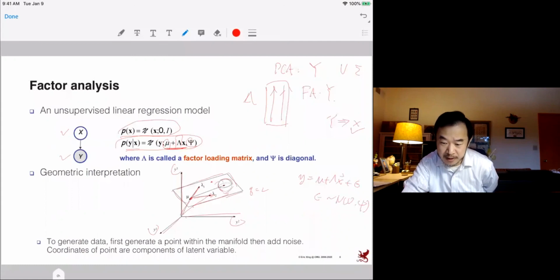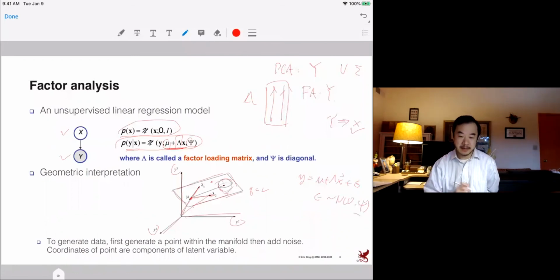Yeah, someone answered already. I need to compute mu. I need to compute lambda. Yes, maybe I also need to figure out the psi, right? That's the learning problem. So how do we do that? It's a little bit more cumbersome now than PCA, but you can already see some fundamental differences.